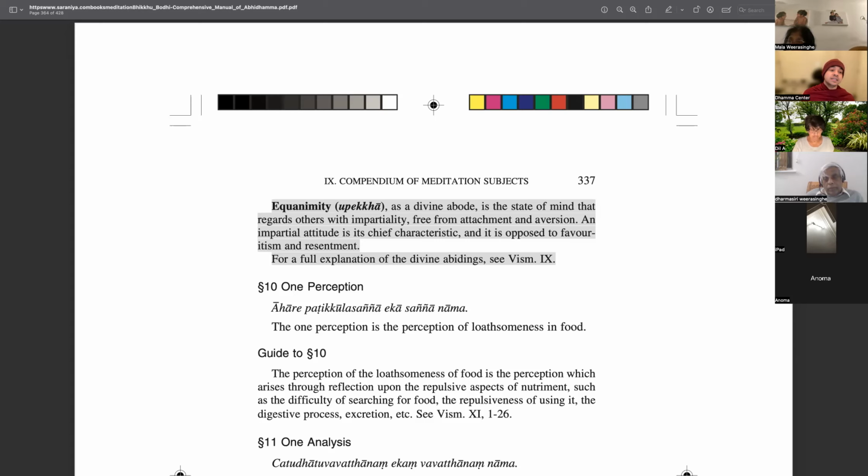So this sense of disgust is in the sense of disillusionment towards the body as a sensuous entity. That is what we attempt to do through the 32 parts of the body meditation.